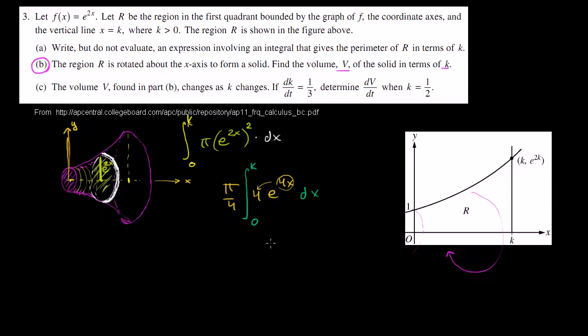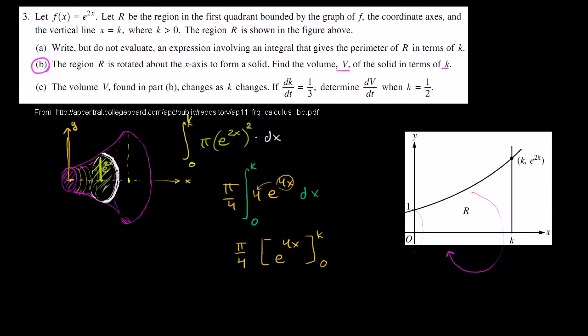So the inside is e to the 4x. And you can verify, if you take the derivative of e to the 4x, it is the derivative of 4x, which is 4, times e to the 4x. So this right here is the antiderivative of that, and we're going to evaluate it from 0 to k, and all of that times pi over 4.